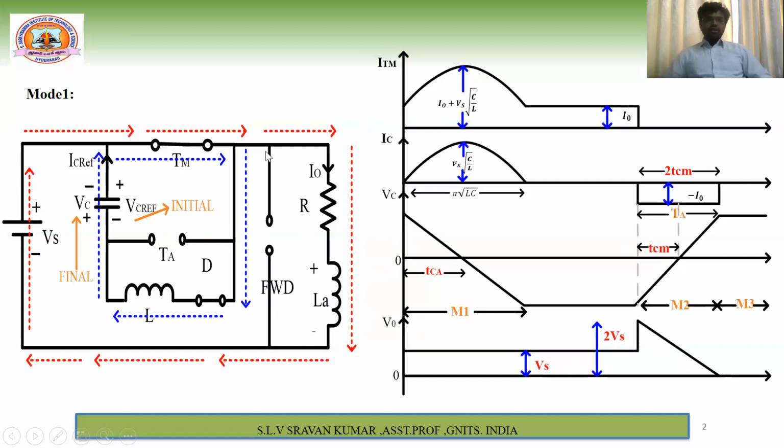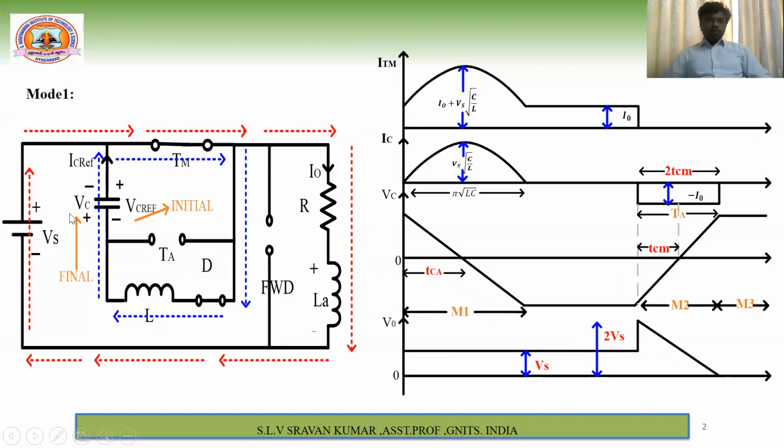Coming to V0, a constant load current I0 will be circulating like this. Because of I0, V0 is equal to I0 into R, a constant voltage. This load voltage V0 is connected in parallel to your source voltage Vs, so this magnitude is Vs. This is about your mode one operation.